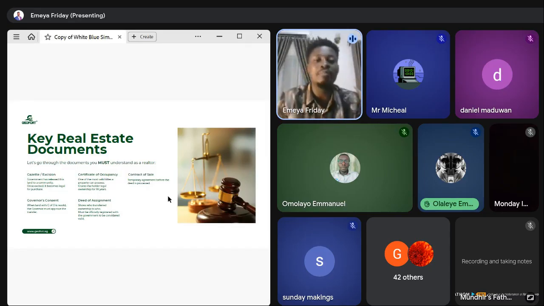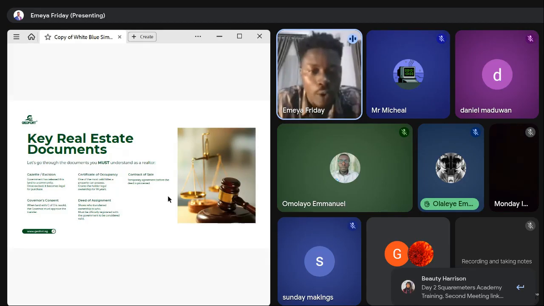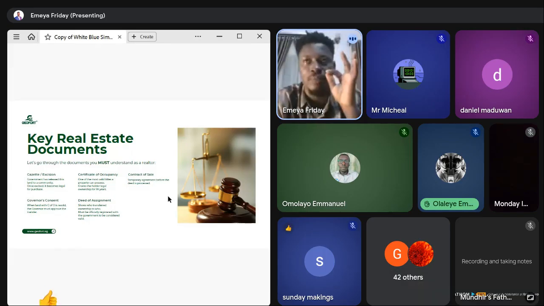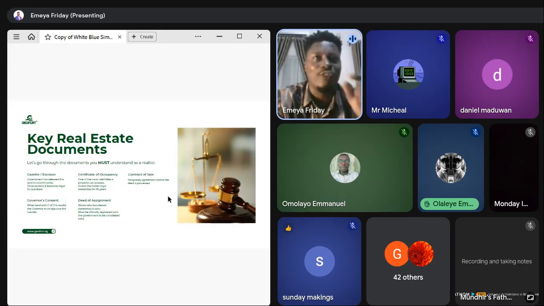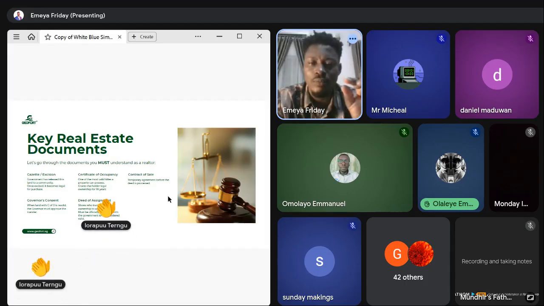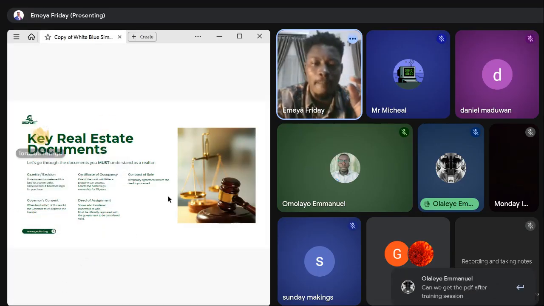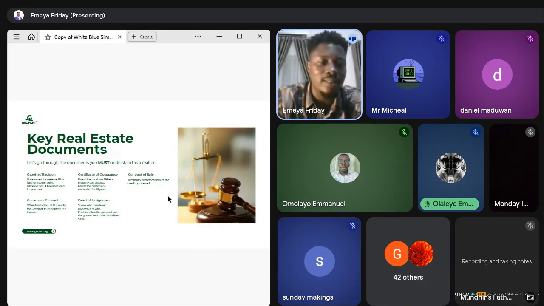I don't know how many minutes we have, but I just hope we'll be able to do justice to this section. Okay, so today I will start with Gazette and Excision. But let me bust this myth first. A Gazette is not a land title. Let me start with that.